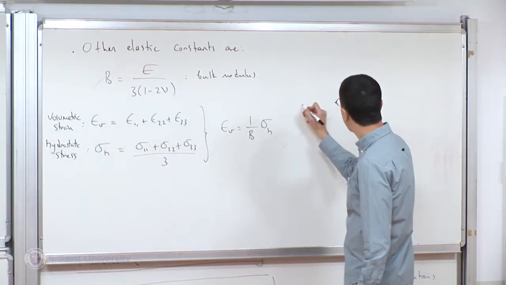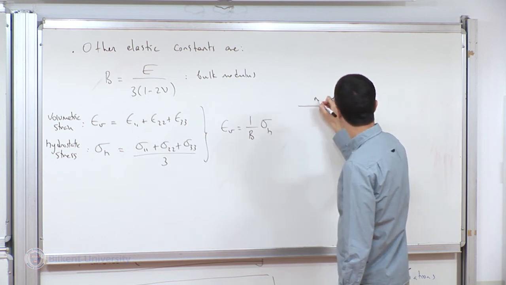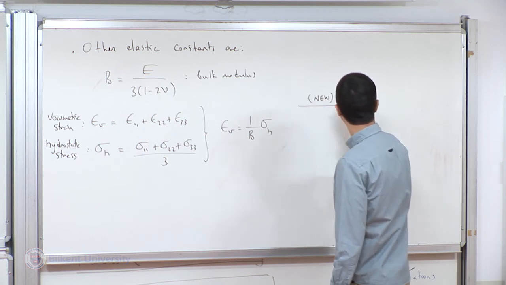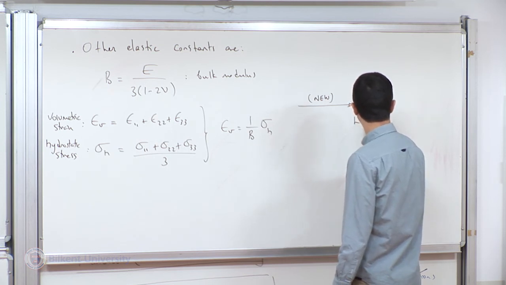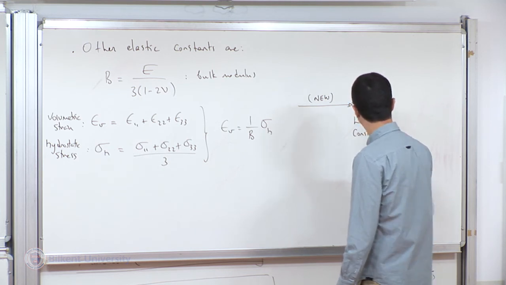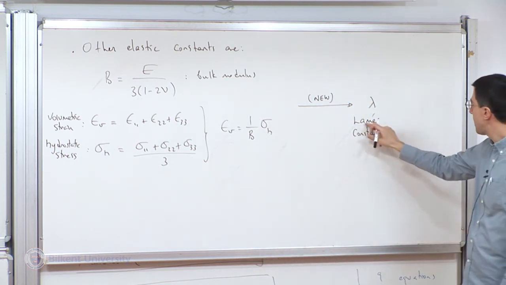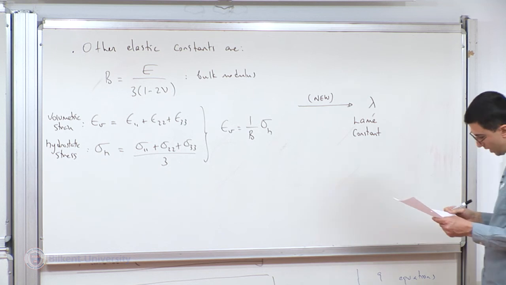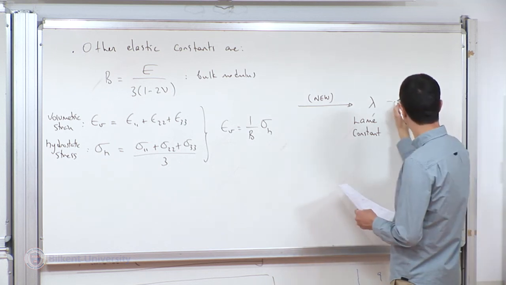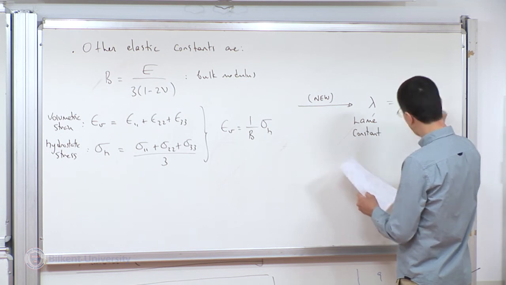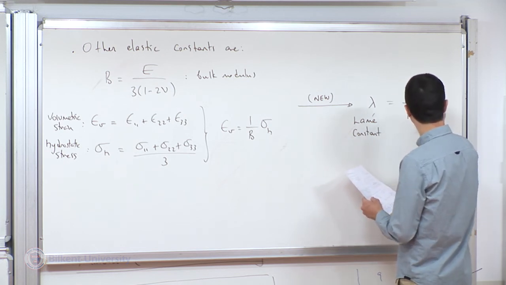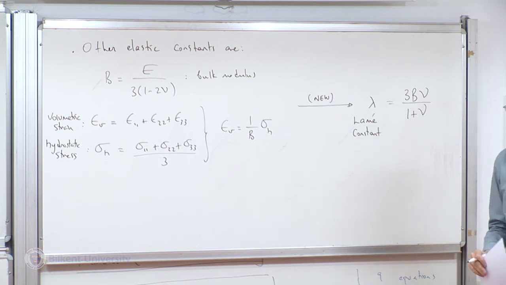Now, I'd like to define a new constant that you had not seen before. That constant is called lambda. Let's call it the Lamé constant or Lamé parameter, Lamé, L-A-M-E. And it is defined as 3B times Poisson ratio over 1 plus Poisson ratio. That's the definition.